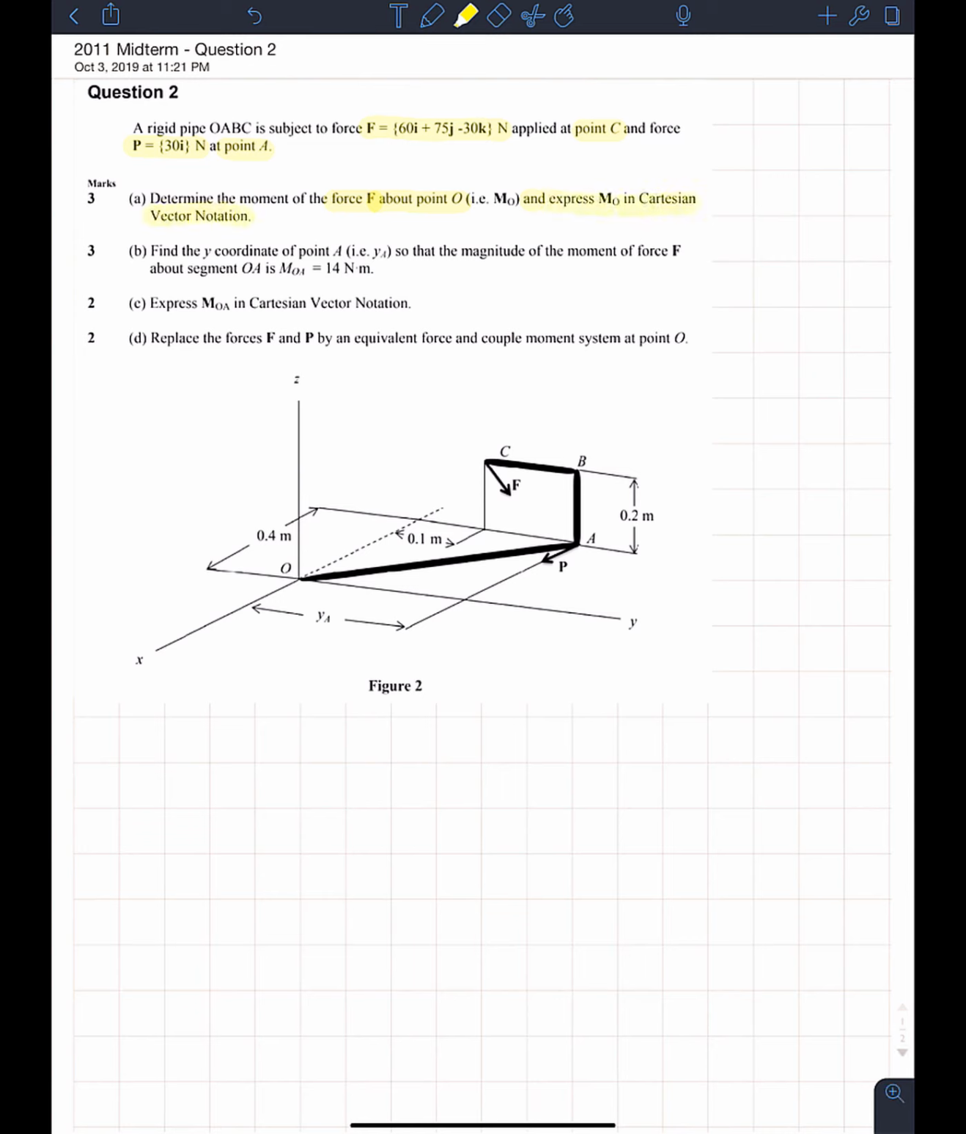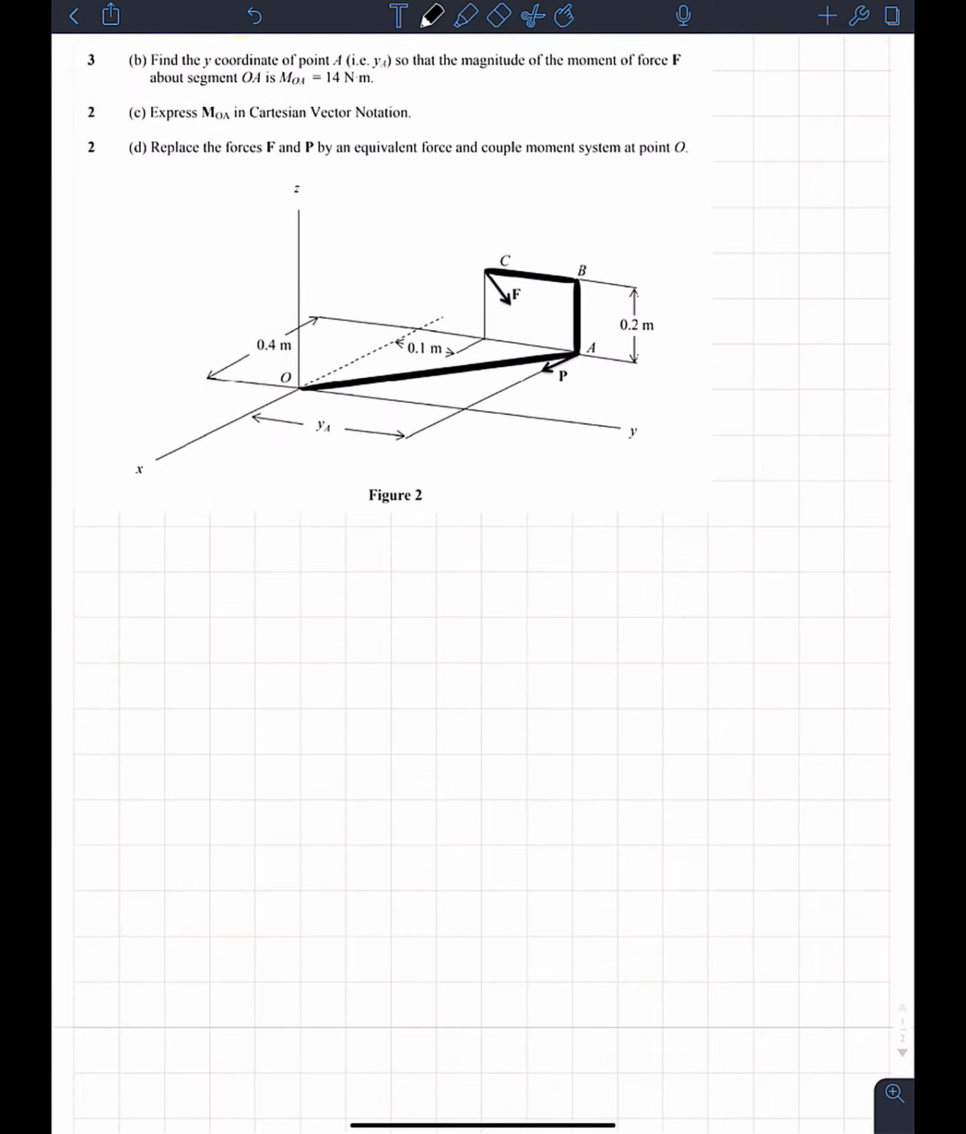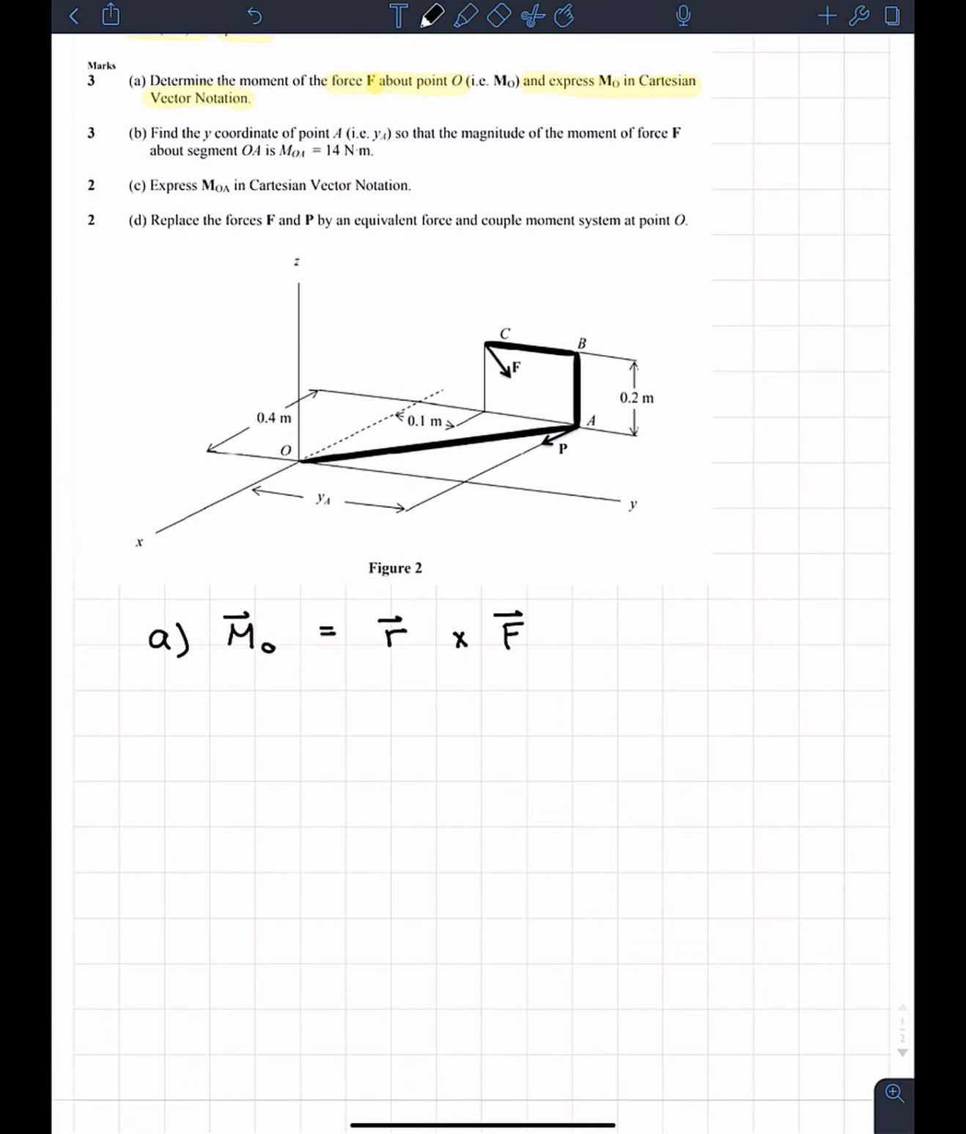Alright, so that isn't too bad. I'm just going to put A. We know that to find the moment about a point, so we want the moment about O in 3 dimensions, the thing we're always going to turn to is the cross product. And we all know that the cross product formula is a position vector cross a force vector. In this case, our force vector is F, and we want to take the moment about point O. So let's create our position vector really quick.